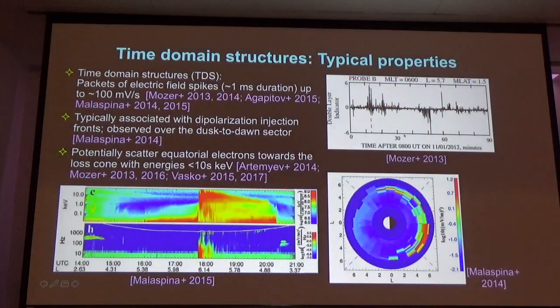And the time domain structure, TDS, is a packet of electric field spikes with a typical duration in the millisecond range, and their amplitude could be up to 100 millivolts per meter. And those types of time domain structures are known to be associated with the dipolarization injection front, and their global distribution shows that they preferentially occur from the dusk to the dawn sector. And those time domain structures are shown to potentially scatter the energetic electrons towards the loss cone, especially for relatively lower energy, less than tens of keV.